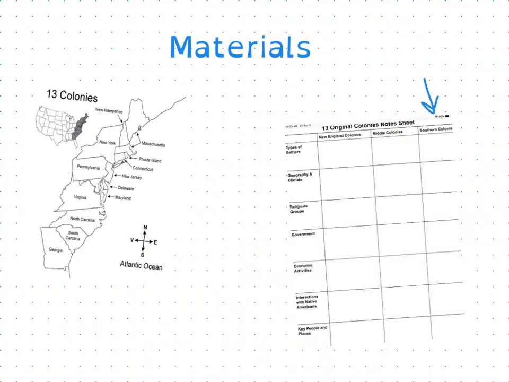The things that you are going to need today are, like usual, the graphic organizer that I have given you and should be in your binder, as well as your 13 colonies map. Also should be in your binder already set up. You can see that we are taking notes in our last column, or the furthest to the right, the Southern Colonies section.